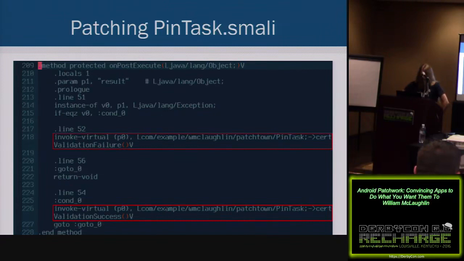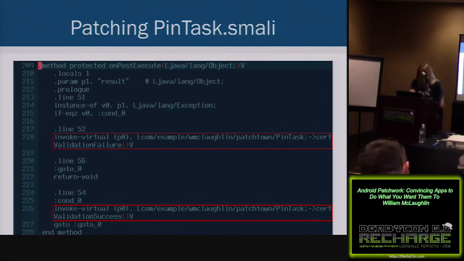And within this chunk of code, we have two key parts. You can see there is an invoke-virtual, a bunch of stuff, and then you see cert validation failure at the end of the line. Further down, you can see cert validation success. So this is the equivalent code to what we were looking at earlier. If this is an exception, fail. Otherwise, succeed.